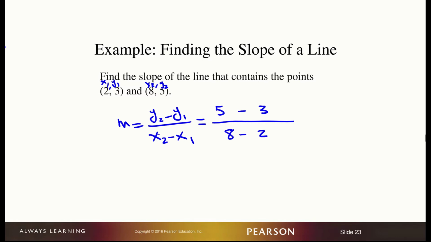The direction is important, so if you're doing y2 minus y1, you definitely have to do x2 minus x1 down below. You don't want to switch directions suddenly and do y2 minus y1 up here and x1 minus x2 down there. That would not give you the correct slope. So we end up with 2 over 6, which is 1/3. Okay, so this basically means for every change of 1 in the vertical direction, this line would have a change of 3 in the horizontal direction.